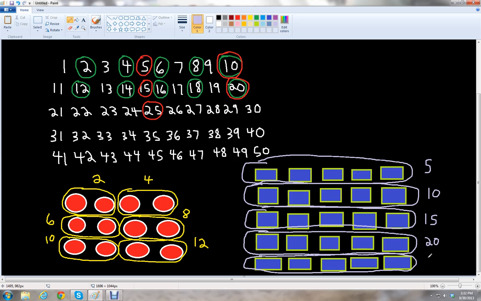And then the last group of 5 will give us 25. Alright, so we have 5, 10, 15, 20, 25. So we're able to count by fives and notice there were 25 purple boxes.